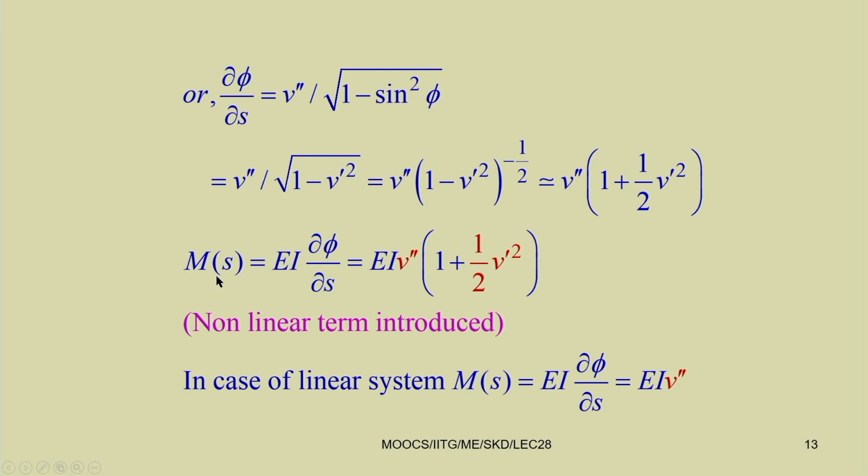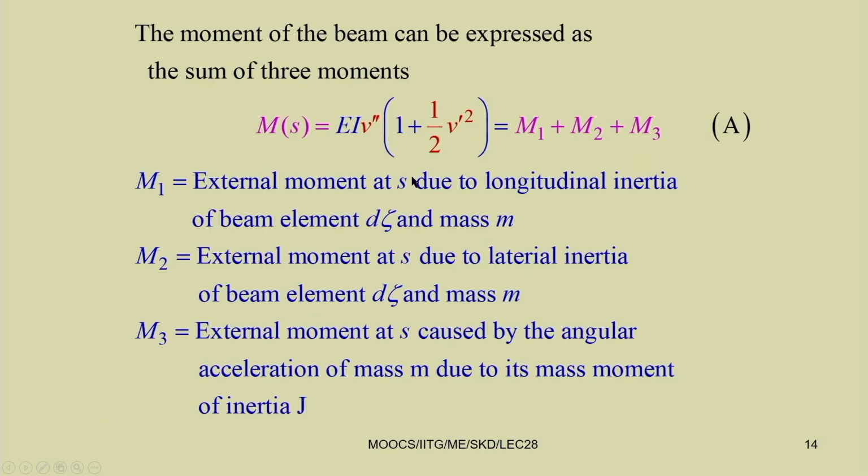So, you can see this Ms can be written as EI v double dash into 1 plus half v dash square. Here this is the nonlinear term introduced in this case. In case of linear system, it is simply EI del phi by del s equal to EI del square v by del s square. This equation you have used in strength of materials for finding the deflection of beams. If it is nonlinear, you have added this term. To make this system further nonlinear, one may add more higher order terms also. This is the moment, now taking the moment of all the forces.